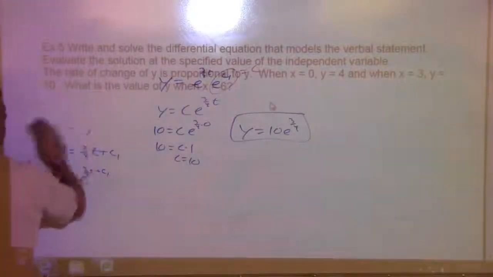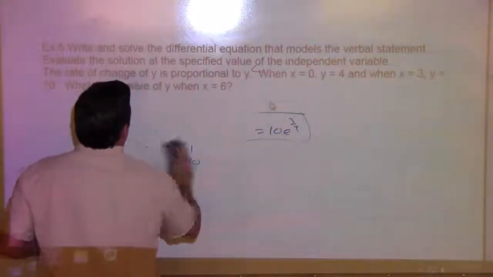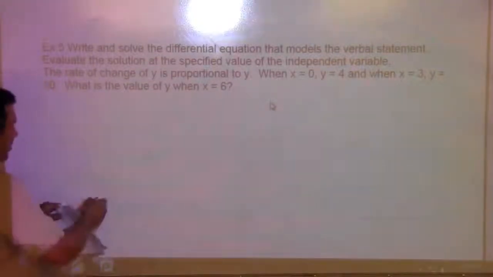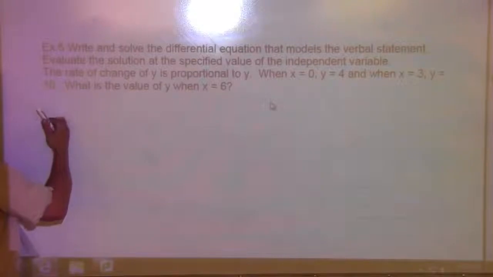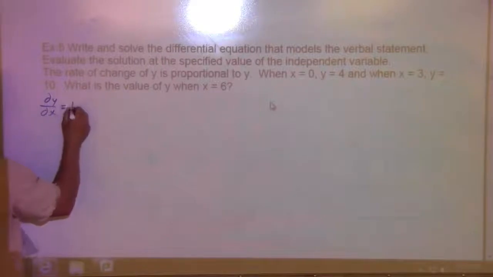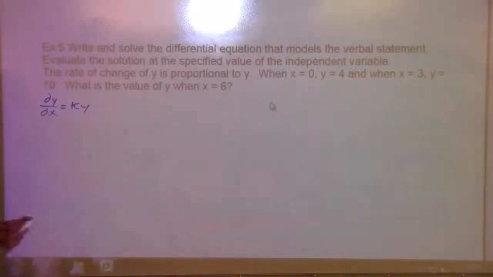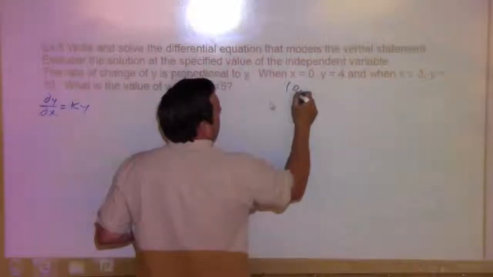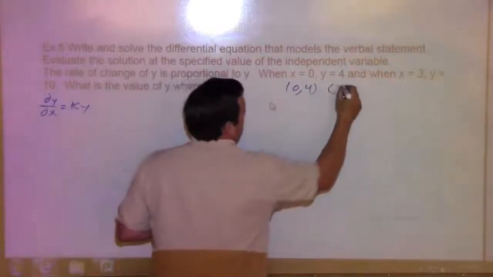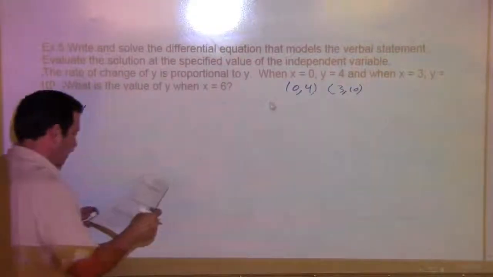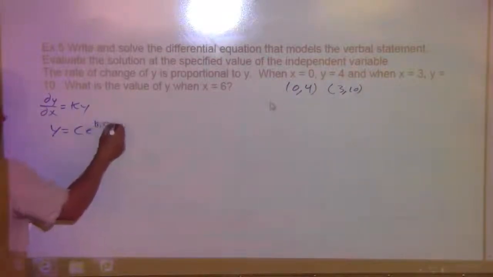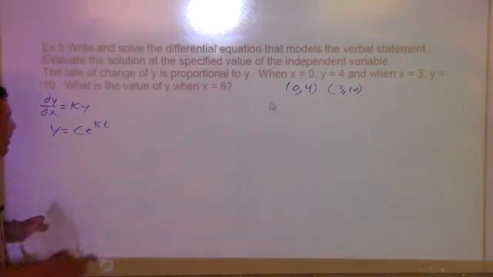Write and solve the differential equation that models the verbal statement. Evaluate the solution at the specified value of the independent variable. The rate of change of y is proportional to y, so that means dy/dx, and I say dx because we have x in this case, is equal to k times y. When x is 0, y is 4, so (0, 4) is a point. And when x is 3, y is 10, so (3, 10) is another point. So having this setup means that y equals c e to the kx. We don't know what k is, we don't know what c is. Those are unknowns.